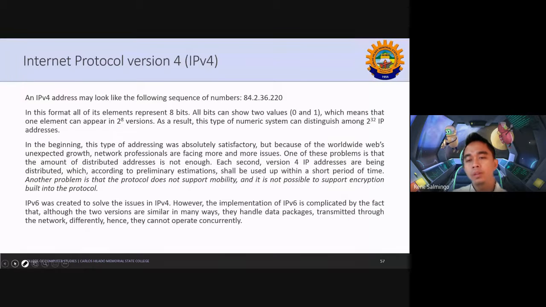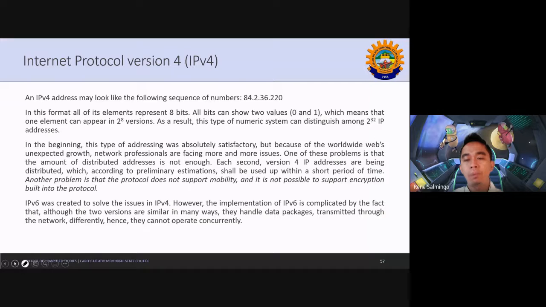The second reason is that version 4 IP addresses are being distributed quickly, and according to preliminary estimation, they will run out within a short period of time. Another problem is that the protocol does not support mobility, and it's not possible to support encryption built into the protocol. This was the reason why network professionals tried to establish something new. Nowadays, there's an existing IP address version 6 to solve the issues of version 4.